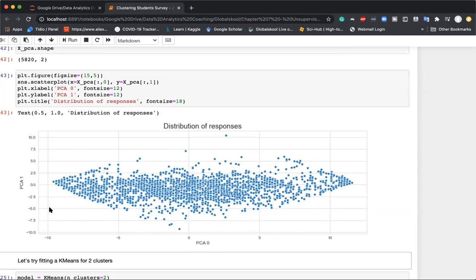Now PCA 0 and PCA 1 have lost meaning, in the sense that we cannot say that PCA 0 is the first 14 questions or something like that. In fact, we cannot say anything about the distribution of PCA 0 and PCA 1. They are just new features created from old features. The old features have physical significance. The new features are just mathematical formulations of the older features.